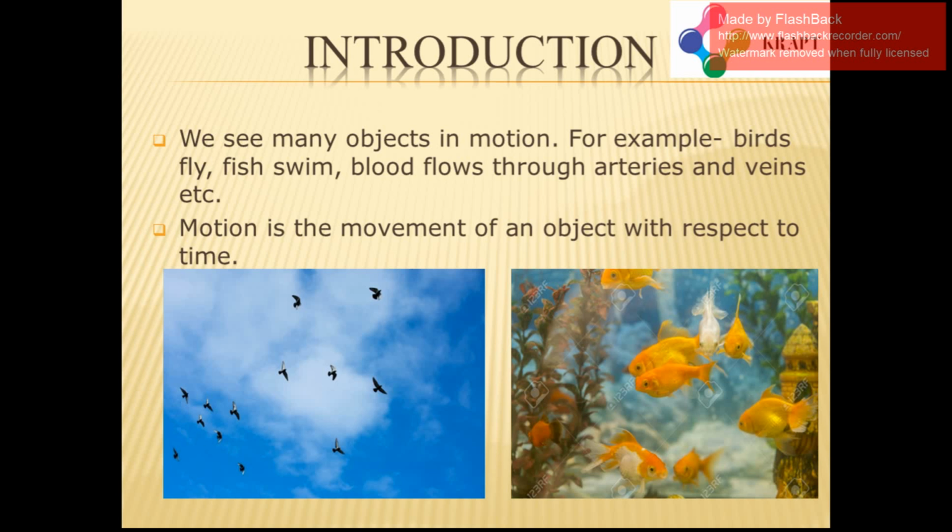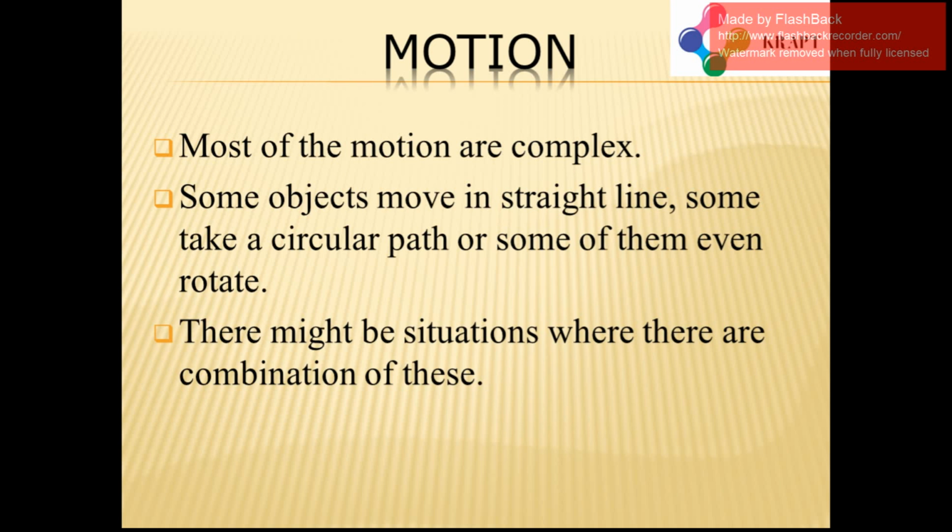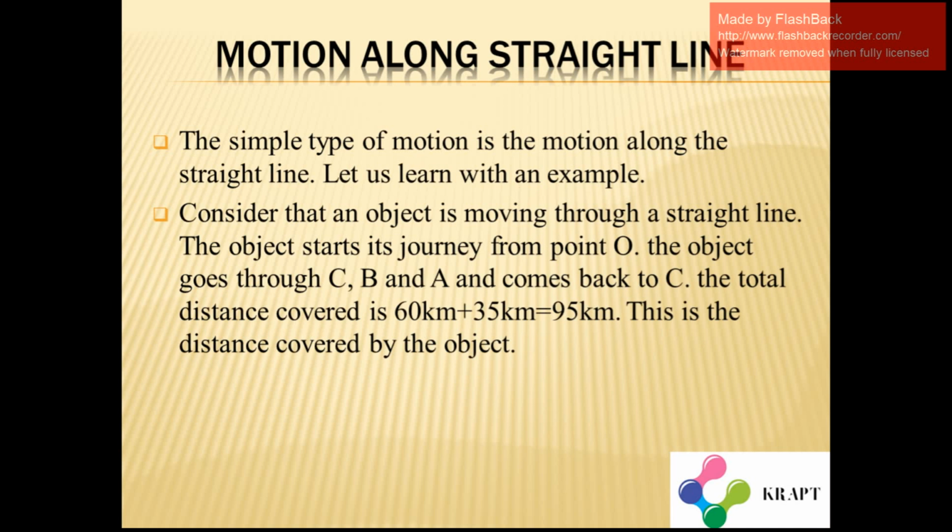As you can see below, there are diagrams of birds flying and fishes swimming. So most of the motions are complex. Complex here means that it constitutes more than one type of motion. Some objects move in a straight line, whereas some take a circular path or some even rotate. First, let us learn about the motion along a straight line. This is the most simple type of motion.